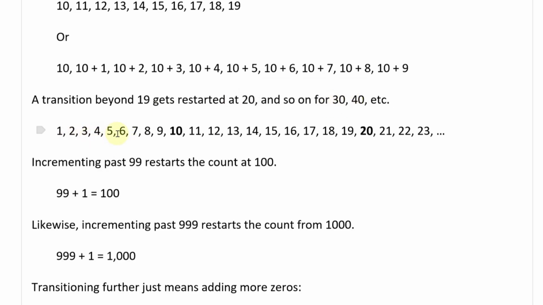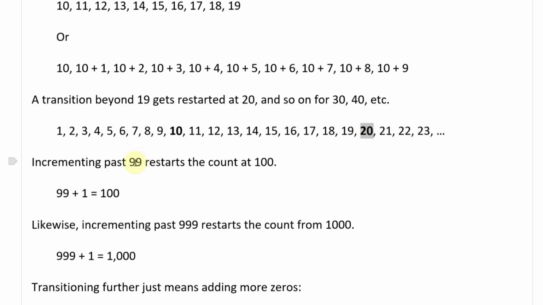And likewise, the transition beyond 19 gets restarted at 20, and so on for 30, 40, etc. So we have 1, 2, 3, 4, all the way to 9, then we jump to 10, 11, 12, so we have 1, 2, 1, 3, 1, 4, all the way until 19, and now for the next digit, there's no other unique base digit, so we have to jump to the 2. So now we have 20, 21, 22, 23, and so on.